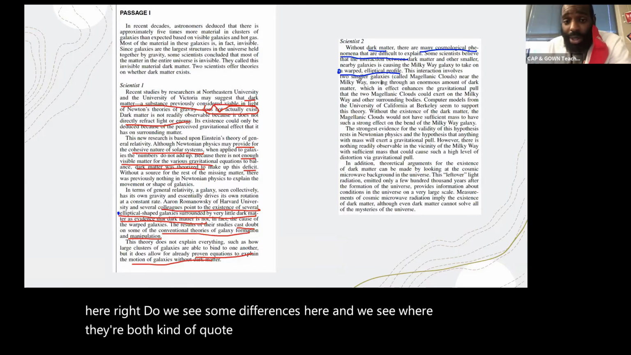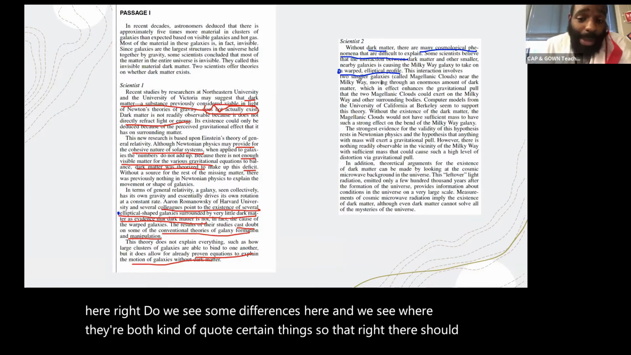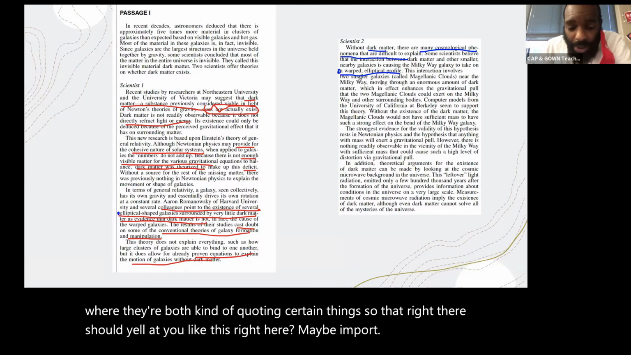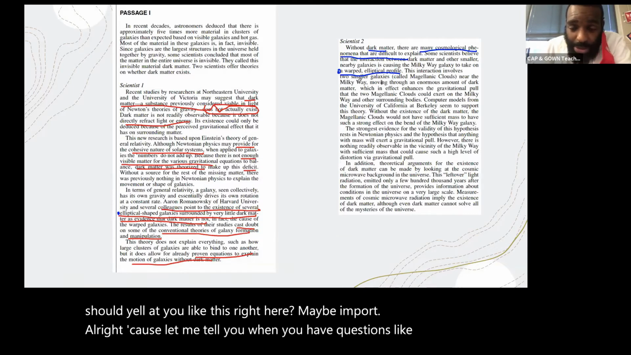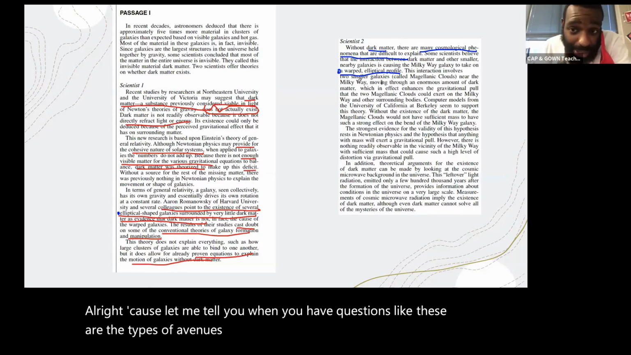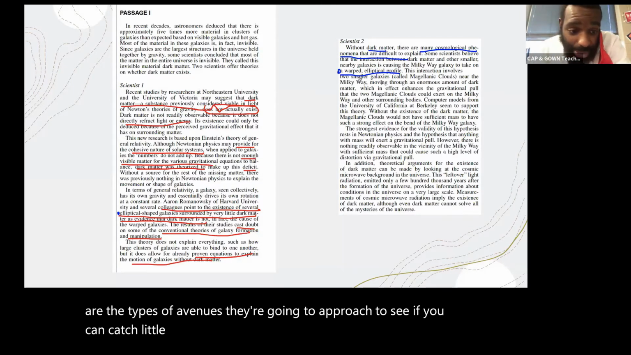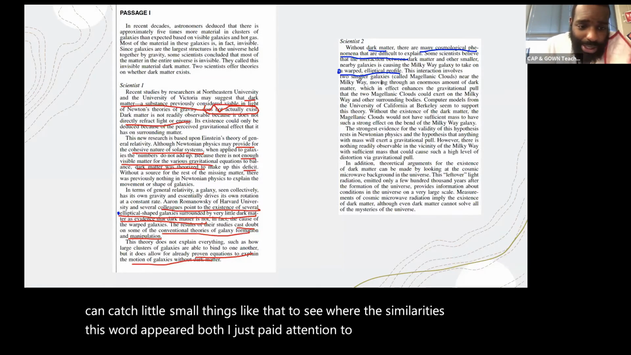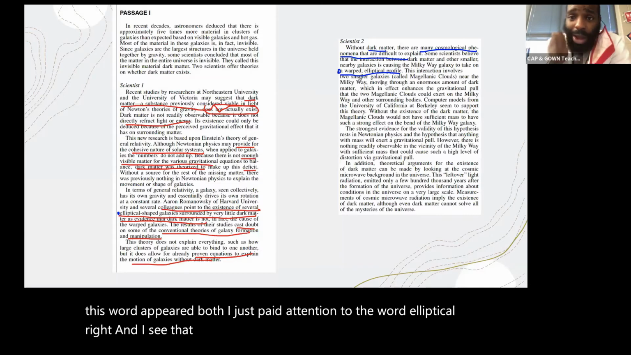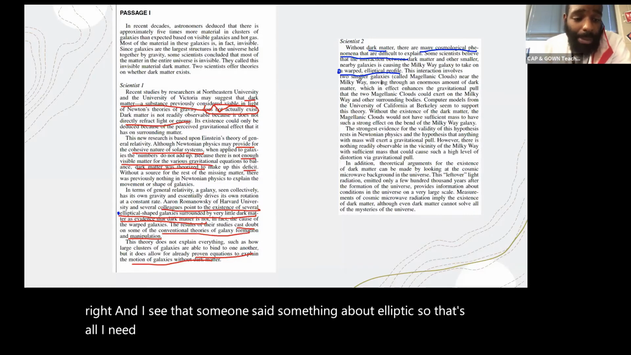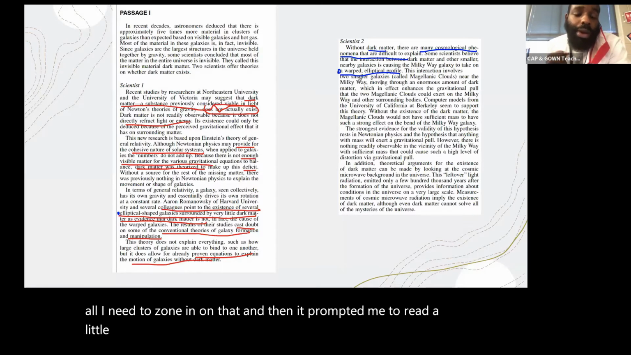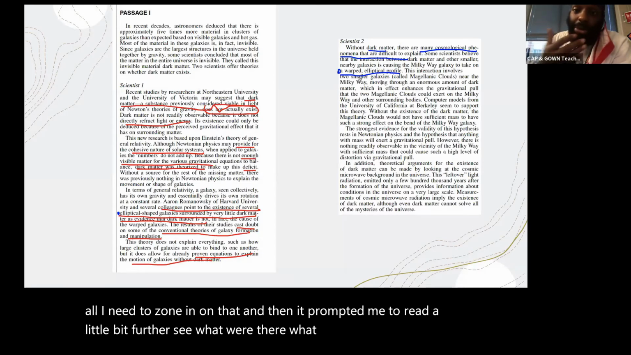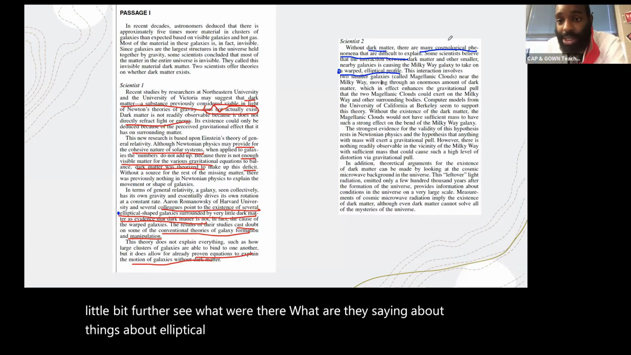So that right there should yell out to you, this may be important, all right? Because let me tell you, when you have questions like this, these are the types of avenues they're going to approach to see if you can catch little small things like that, to see where the similarities are. This word appears in both. I just paid attention to the word elliptical, right? And I see that Scientist 1 said something about elliptical, so they're like, oh, I need to zone in on that. And then that prompted me to read a little bit further, to see what they were saying about elliptical and galaxy waves. All right, let's keep going here.